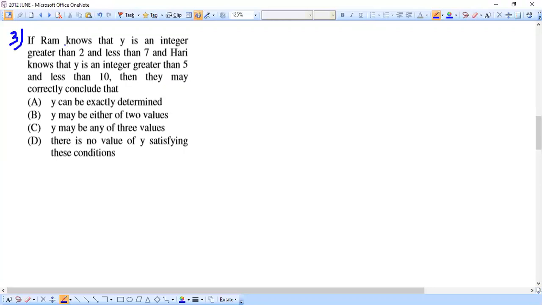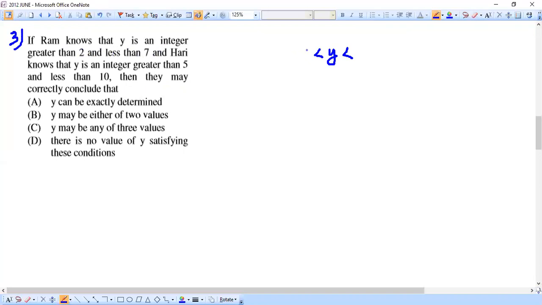Question number 3. If Ram knows that y is an integer greater than 2 and less than 7, that is, Ram is the first person. He is saying that y is an integer. Integer means it is a number which is a whole number without fractions or without decimals. It is a whole number.